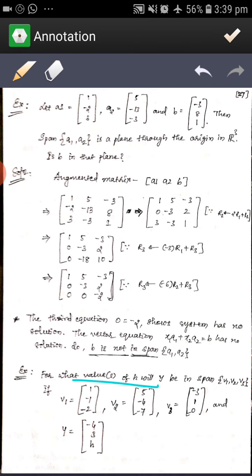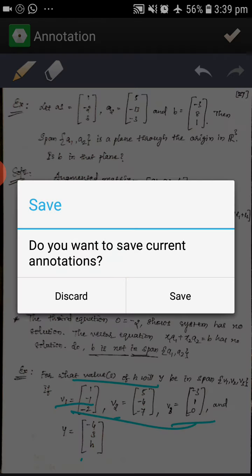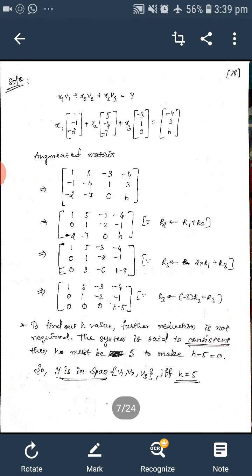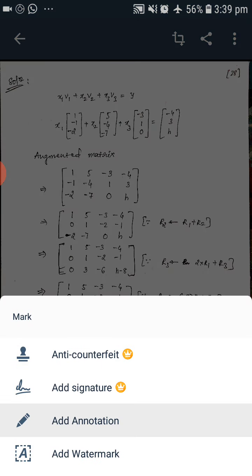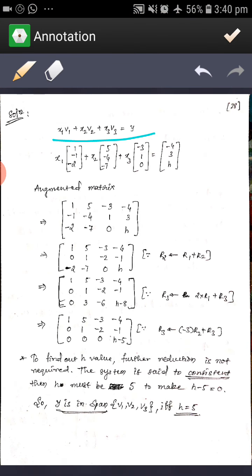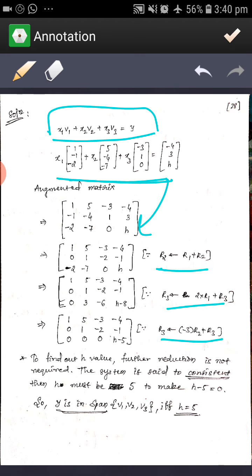Here v1, v2, v3, three vectors are there, and y is nothing but b here. We write the vector equation x1 v1 + x2 v2 + x3 v3 = y. Same as before, the names are changed: y is b and v is a. The same vectors we write in augmented form, and then again apply the row operations.